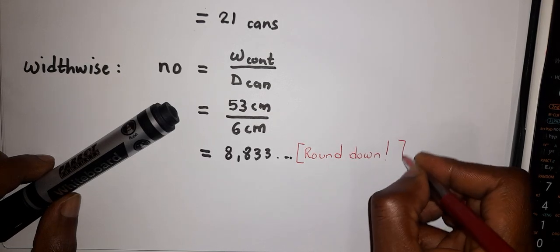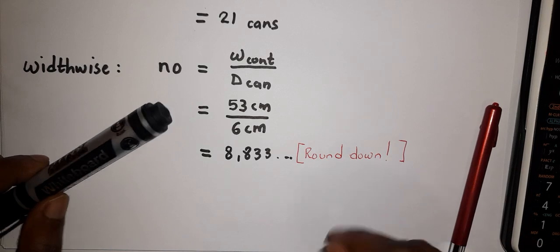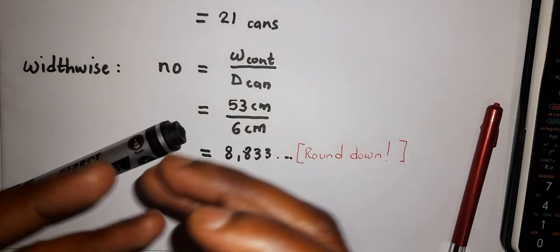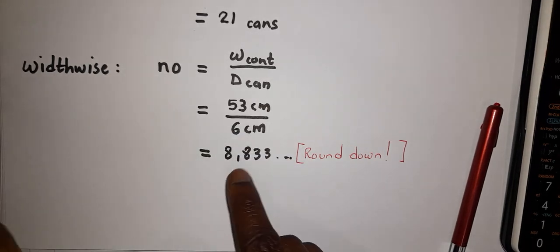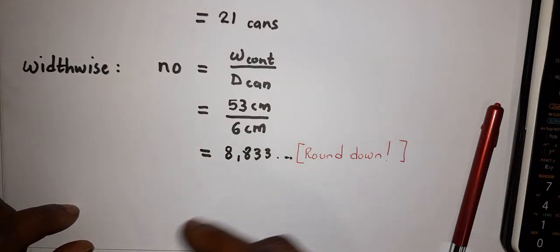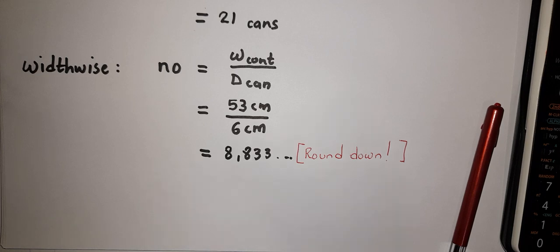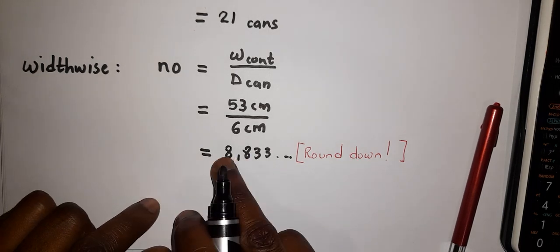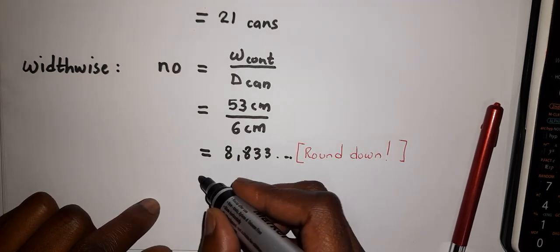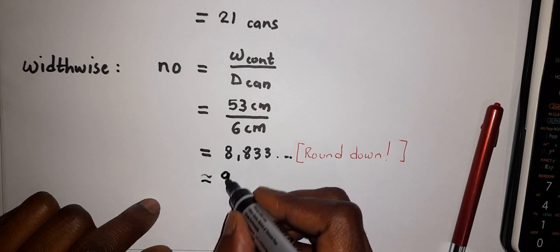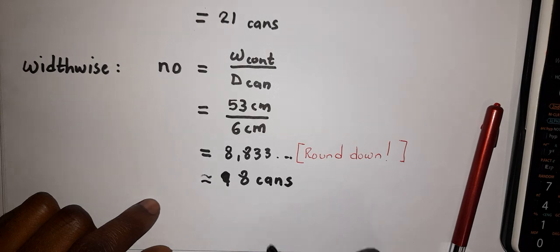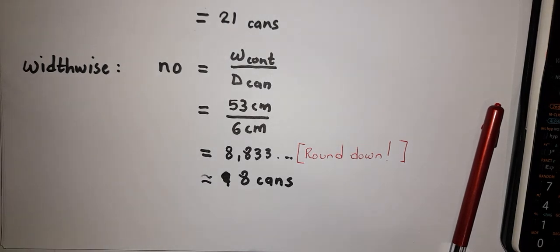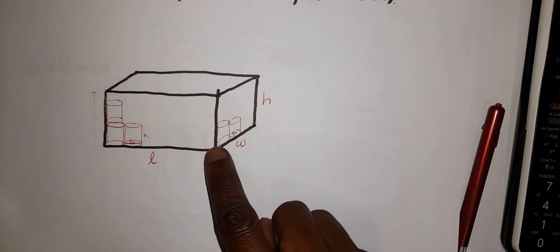This is very important. Any question that you deal with under packaging, because we're packaging full items, we always round down. No matter how close the number is to the nearest whole number, you always round down. Like this one, we know that this would be a 9. However, this is approximately 8 cans because we are rounding down. So in this direction, we can fit 8 cans.